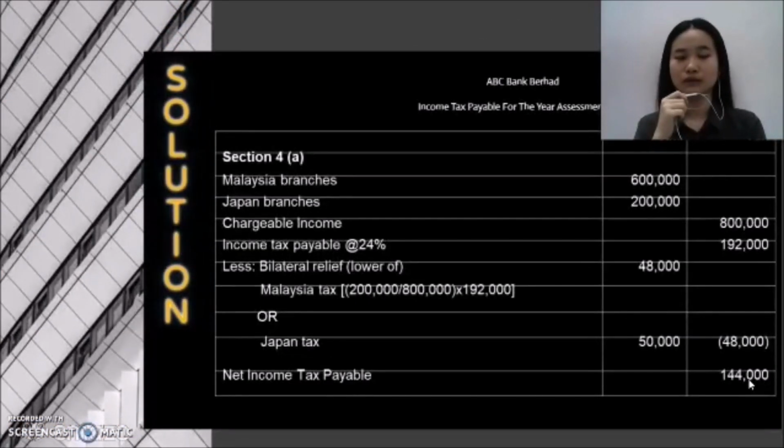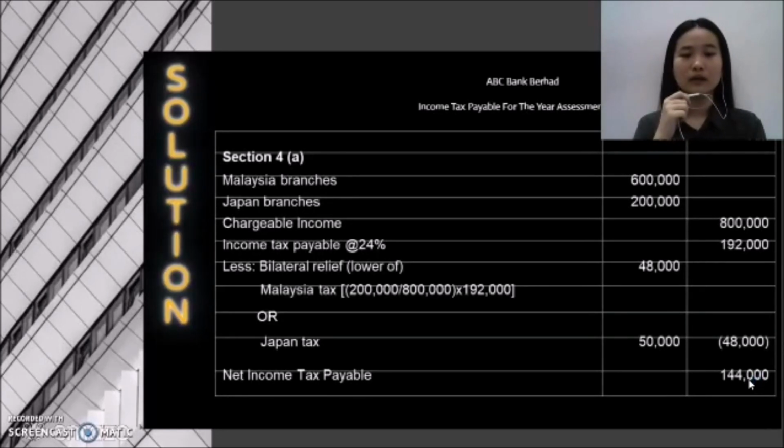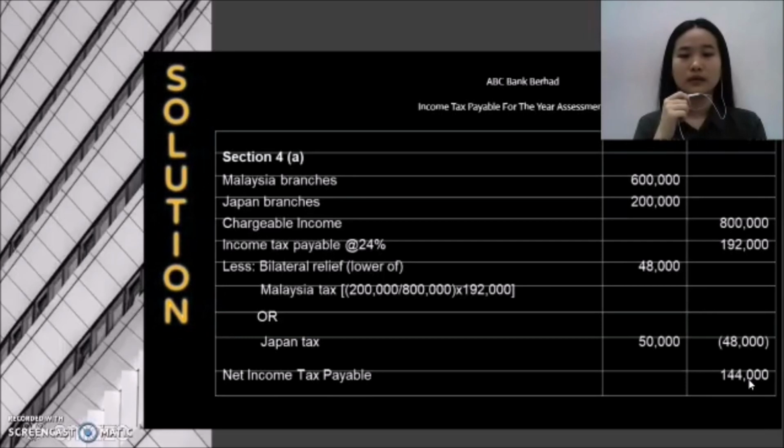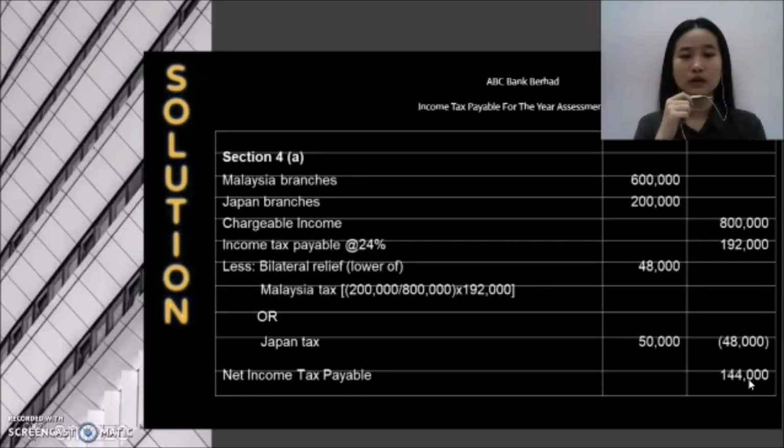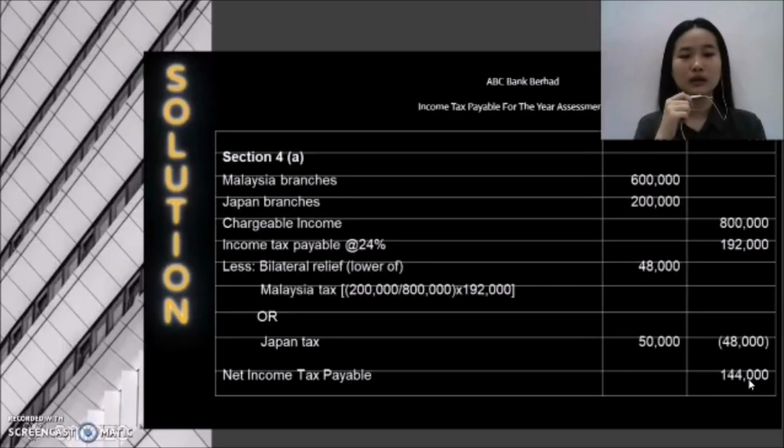Here is the solution. Firstly, we need to write down the company name, which is ABC Bank Berhad, and the title, Income Tax Payable for the Year of Assessment 2019. To compute the chargeable income, we need to add the adjusted income from Malaysian branches and Japan branch, which is 600,000 and 200,000, so we will get 800,000 as our chargeable income.